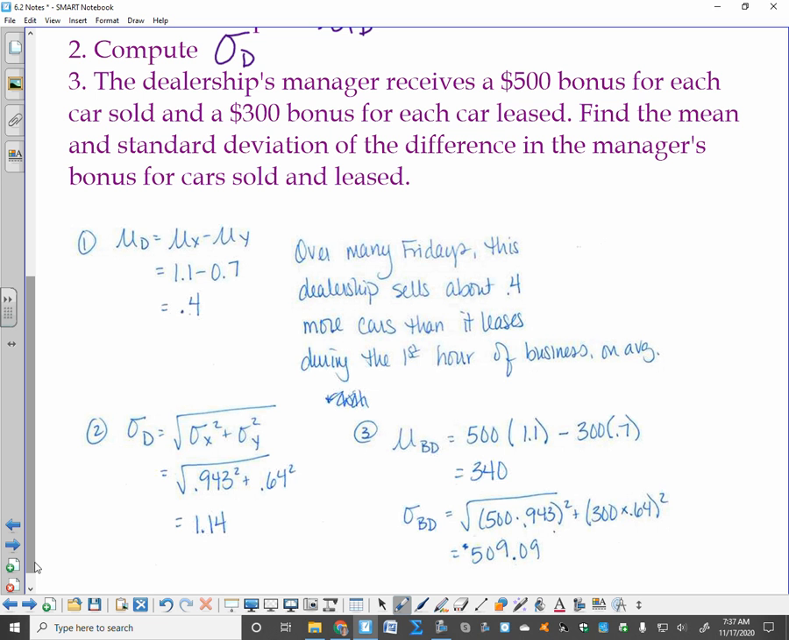All right, here we go. Number 1, find mu sub d. I'm going to write my formula first. Mu sub d equals mu sub x minus mu sub y.